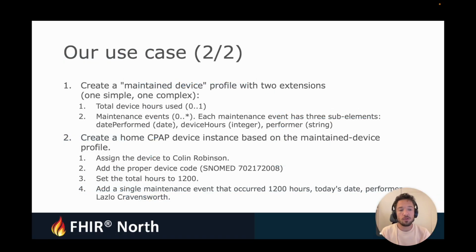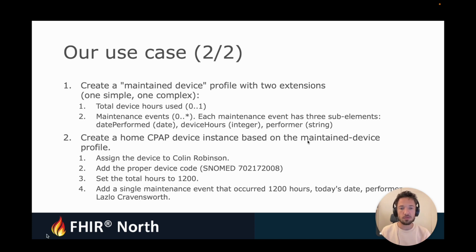That concluded our first set of exercises, and now let's move on to this next, and let's go through it a bit quicker. Now we know the tool and the different things we have to set. So in our second use case, we have to make a device, a maintained device, and add a few extensions to that. We're going to add a simple extension on device hours and then a complex extension with multiple values in there. Date performed, device hours, performer. And then on the second half, we'll make examples to go along with that.